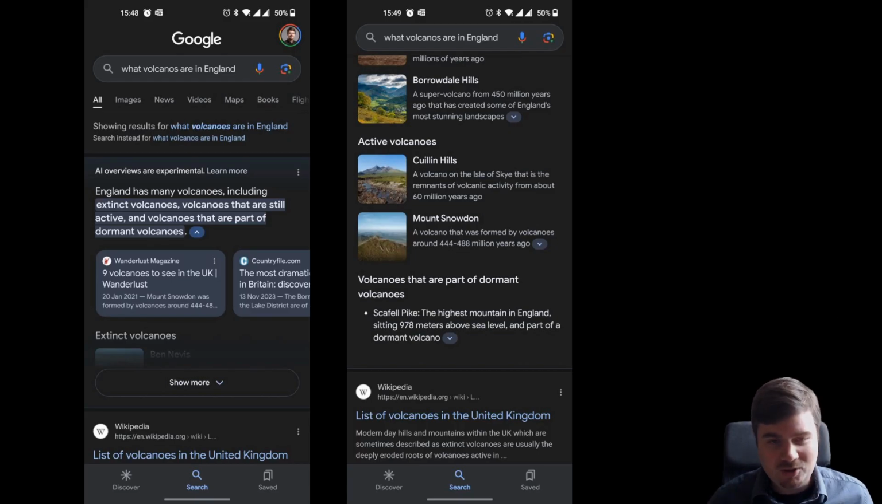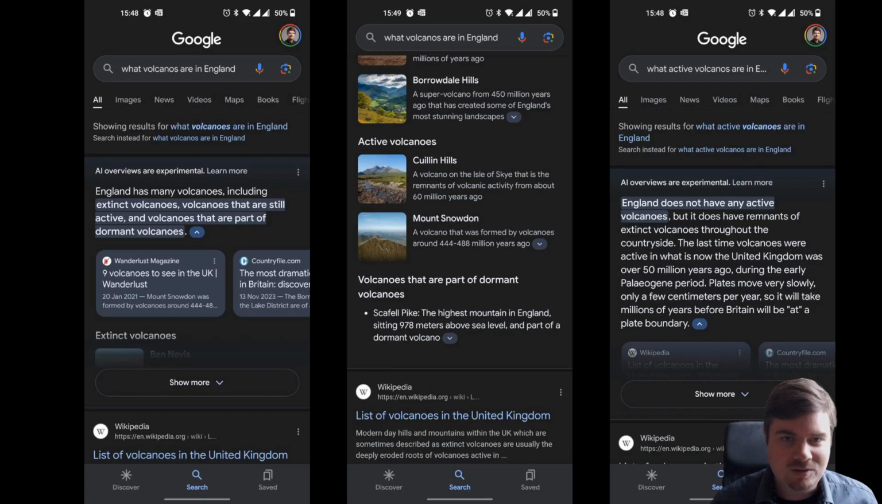So I decided to just double check with Google and say, are you sure about that, essentially? What active volcanoes do we have in England? And then it confidently told me, and correctly in this case, that actually England does not have any active volcanoes. So depending on what you ask Gemini in this case, it will give you very different answers, and it will directly contradict itself within the space of 2 questions.